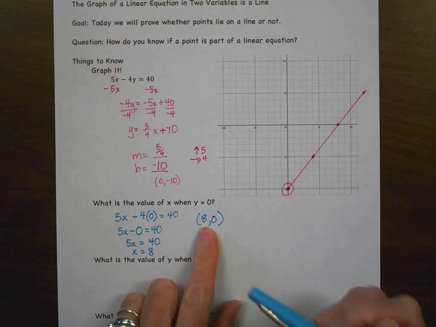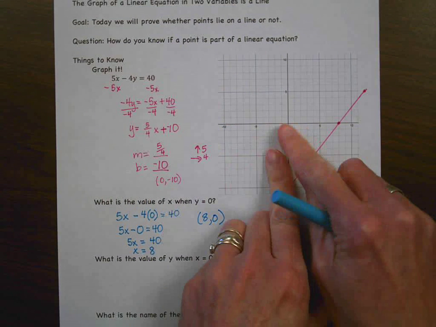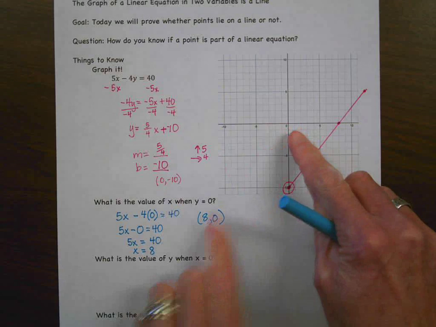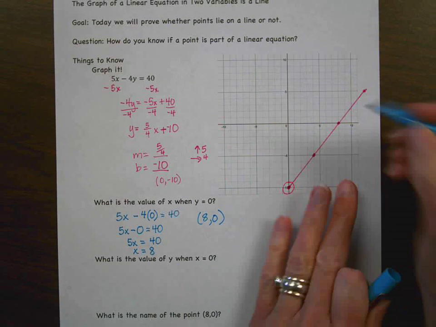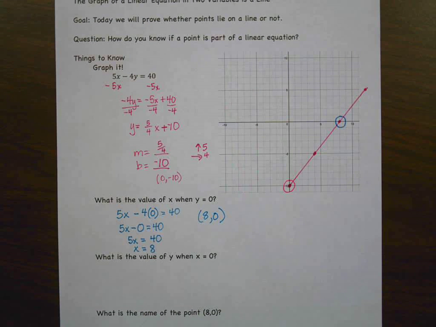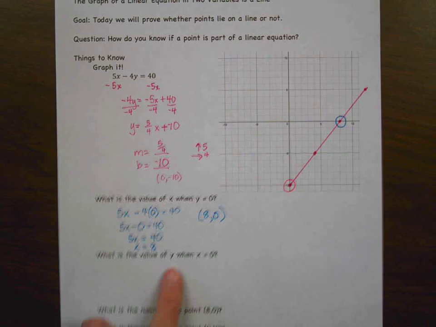And so if I go over there and find that point on the graph, it says that I have to go to the right 8. 1, 2, 3, 4, 5, 6, 7, 8, and 0. Look what I found. Okay, now that's kind of interesting because something monumental is happening.